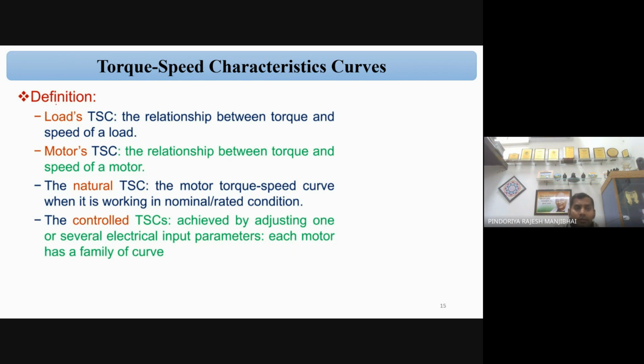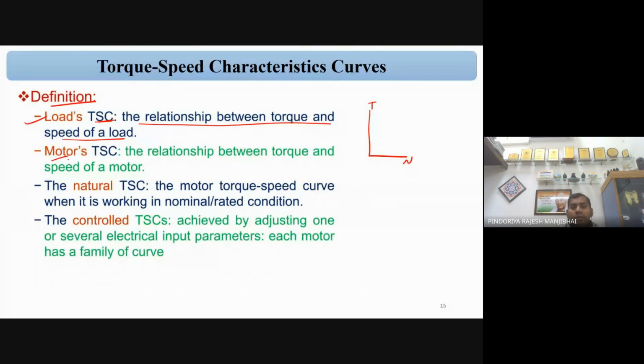So let's first discuss the definition. Load torque speed characteristic. TSC stands for torque speed characteristic, the relationship between the torque and speed of the load. So we have a torque speed characteristic with speed on one axis and torque on the other. We have to plot the relation between the torque and speed on the XY graph. That is nothing but the definition of the torque speed characteristic.